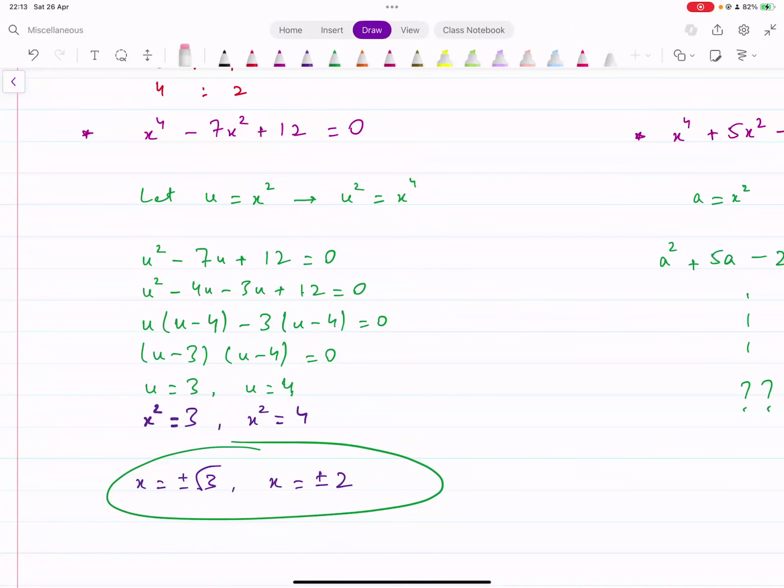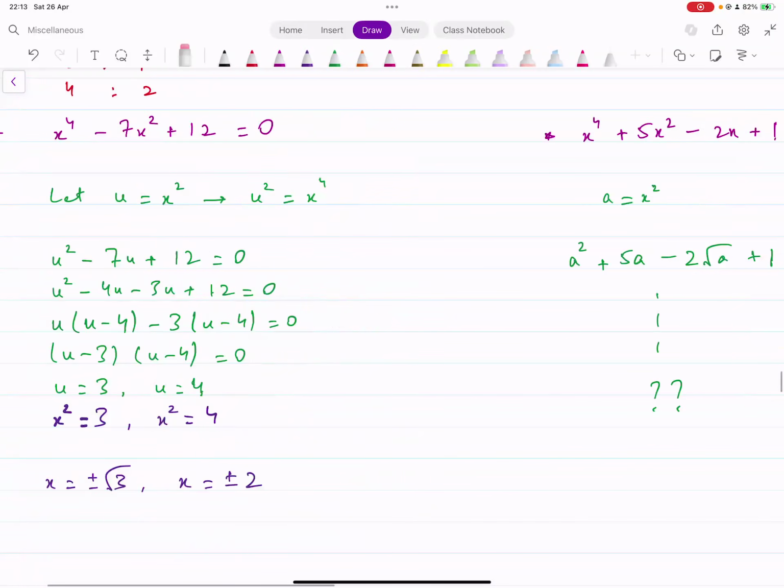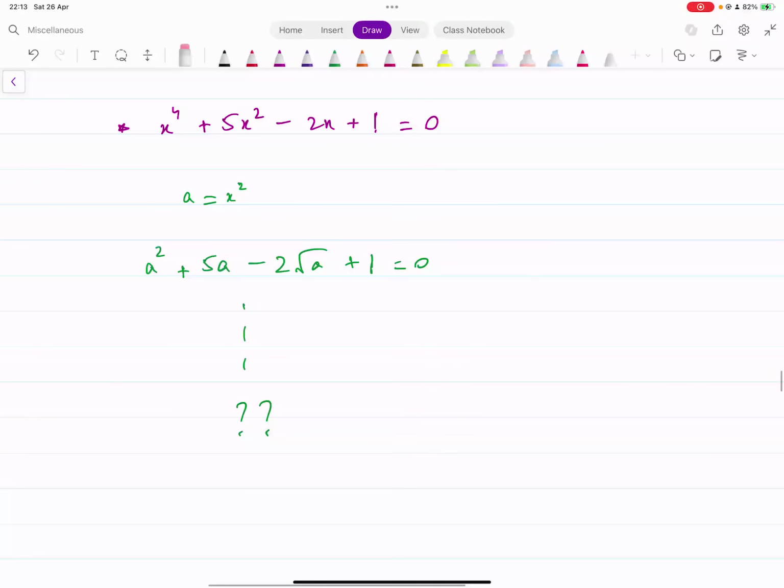Compare that with this equation. In this case, substitution does not work because there are three different powers, right? You've got x power 4, x power 2, x power 1. So substitution does not work here. That would not work. It's not a hidden quadratic equation.